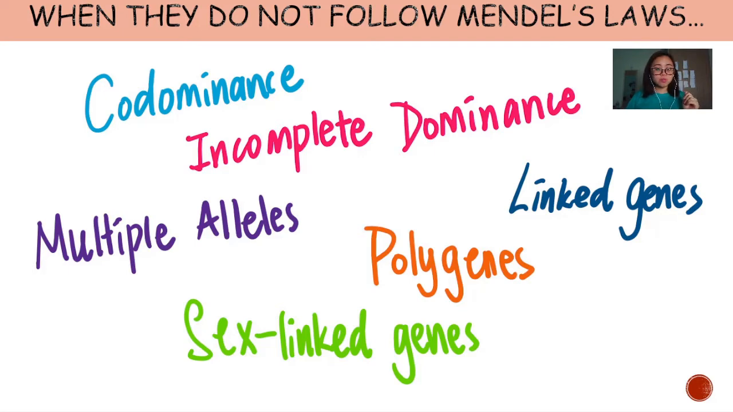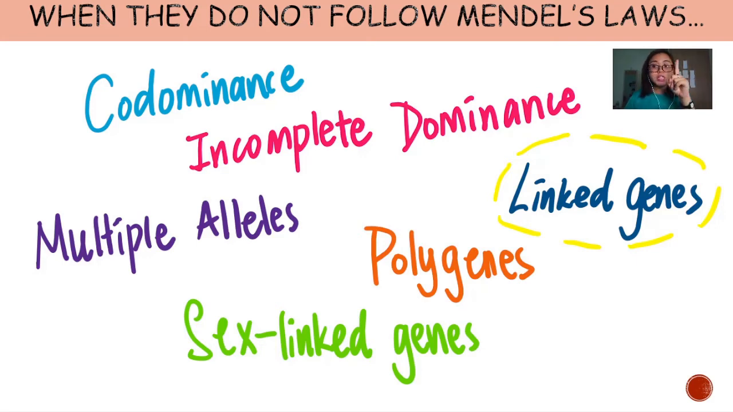I will go into them one by one, starting with codominance. And I will end with linked genes. Linked genes saya akan bagi terakhir sebab itu akan ada kaitan dengan 4.3. It will have connection with 4.3, which is genetic mapping. So I save linked genes for last.